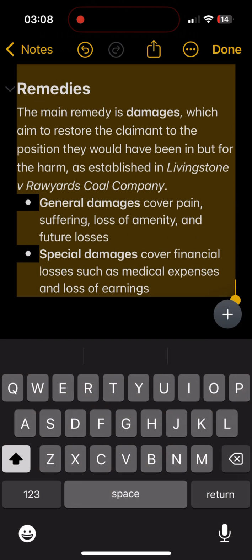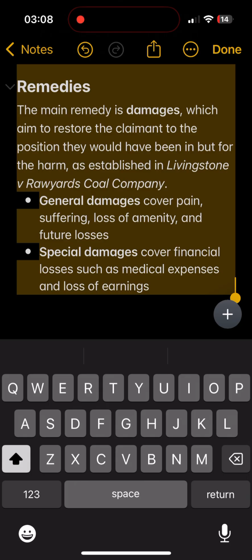Remedies: the main remedy is damages, which aim to restore the claimant to the position they would have been in but for the harm, as established in Livingstone v. Rawyards Coal Company. General damages cover pain, suffering, loss of amenity, and future losses. Special damages cover financial losses such as medical expenses and loss of earnings.